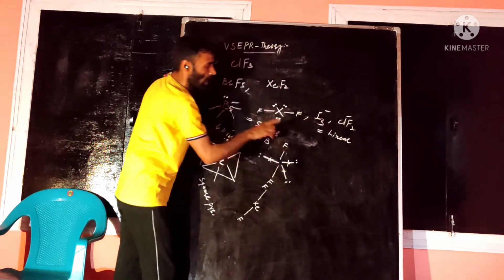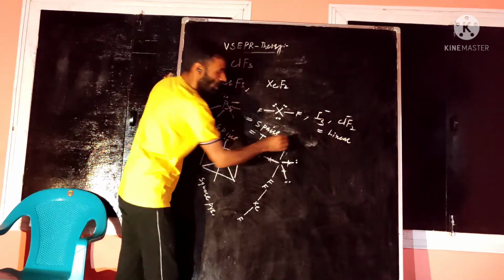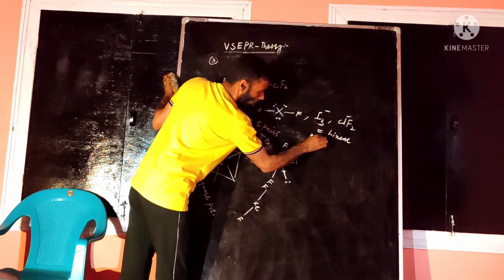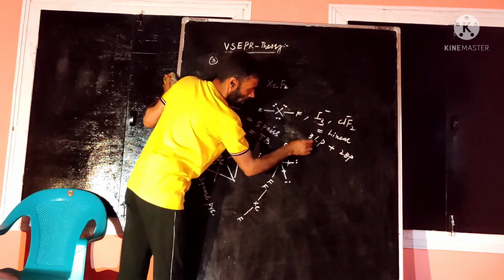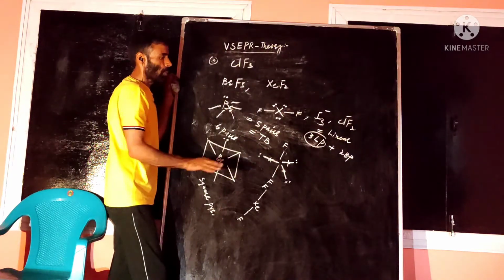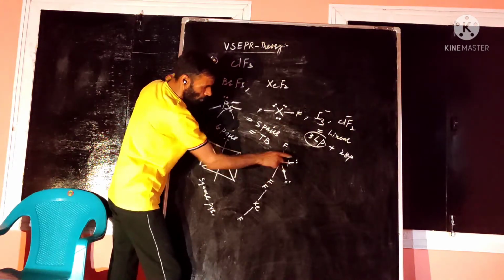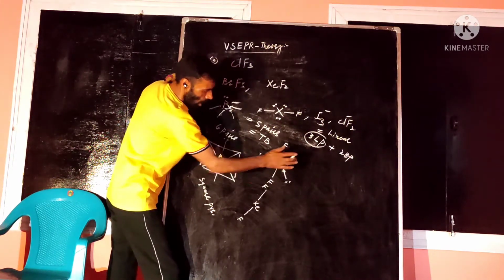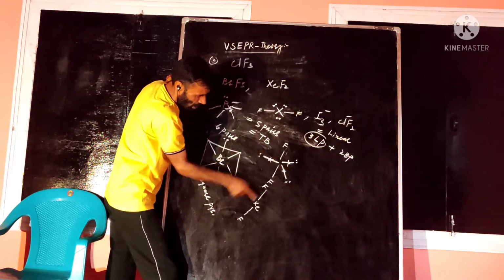Why? In total, there are 5 pairs. Among these 5 pairs, 3 are lone pairs and 2 are bond pairs. We have to first arrange all 5 pairs in this fashion, with the 3 lone pairs placed at the equatorial positions. After that, ignoring these, the shape of the molecule will be just like this.